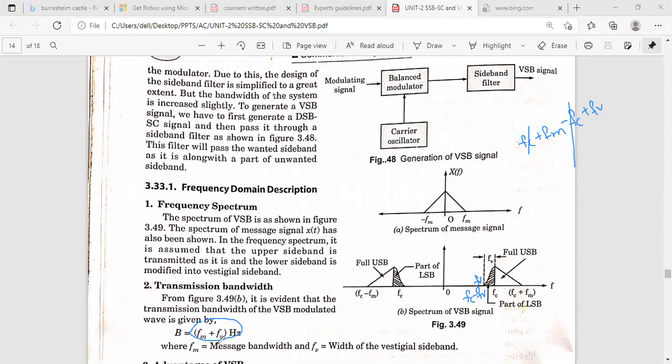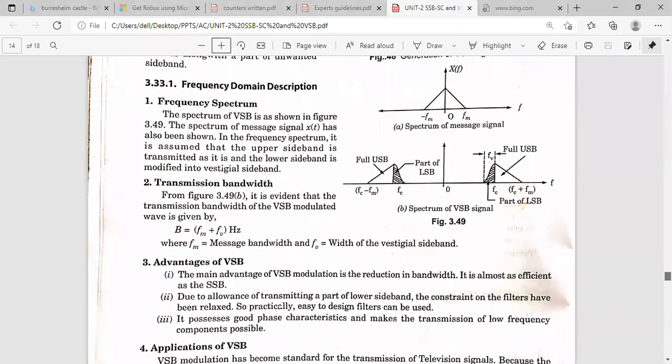That means the amount of frequency portion transmitted in the unwanted portion is FE, the width of the vestigial band. Okay, so this is the generation of the VSB signal. This is the transmission bandwidth.